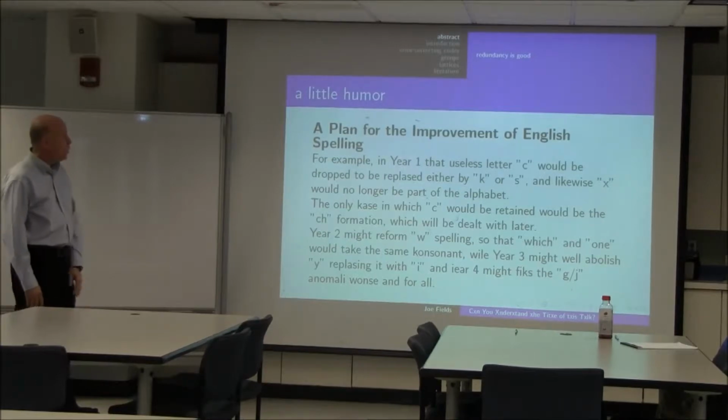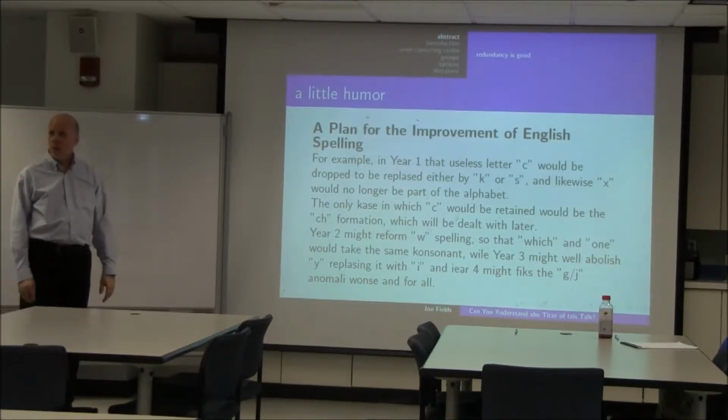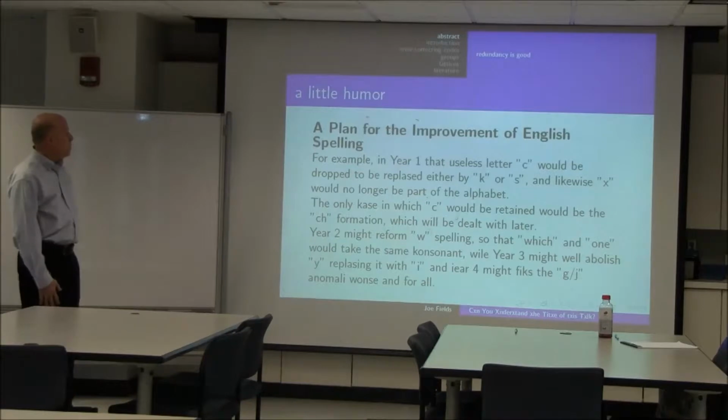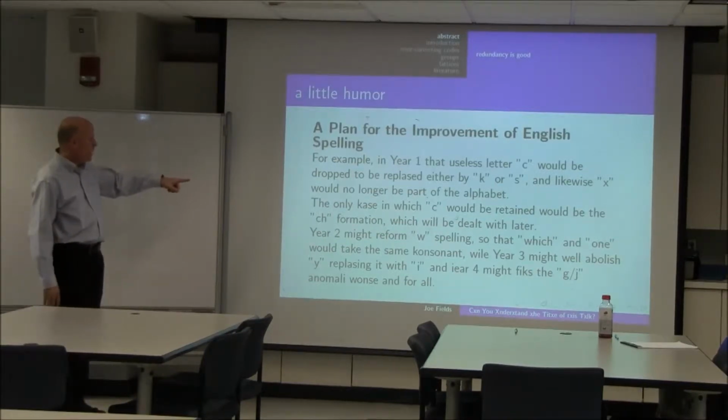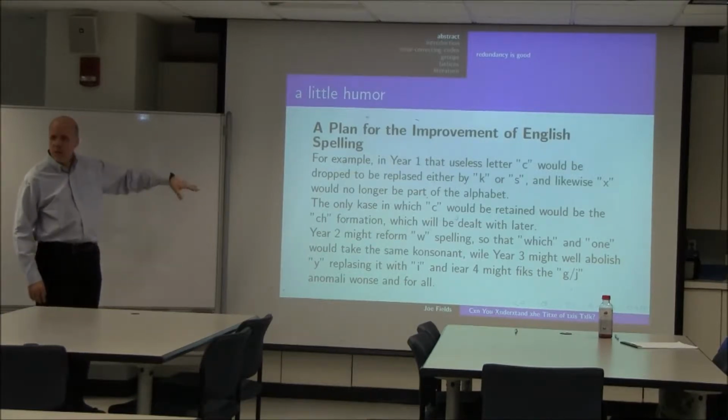Likewise, X would no longer be part of the alphabet. What do we need X for? Really, I see the point there. The only case in which C would be retained would be the CH formation, which will be dealt with later. So far I can read it okay, right?